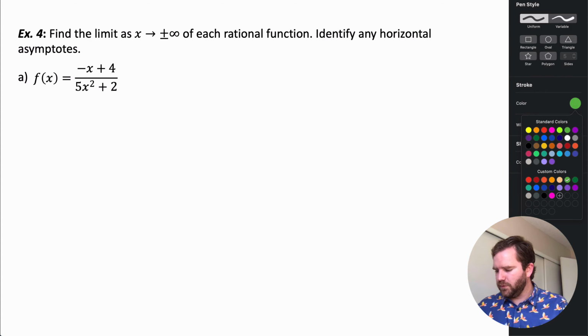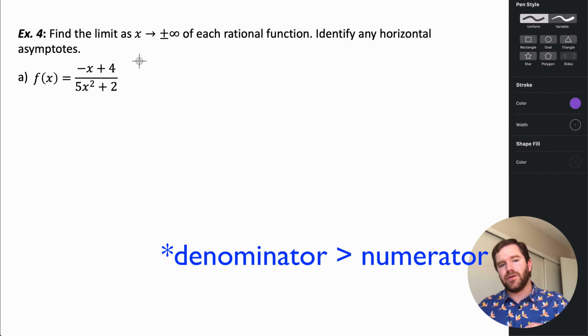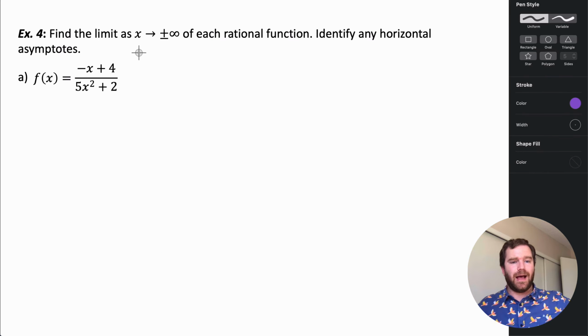If you remember your rules about rational functions, you might also remember the rules about horizontal asymptotes. We had a rule where if the numerator's degree was less than the denominator's degree, then the limit of our function, or the horizontal asymptote, was 0. Let's take a look at why that is. We have an idea that this is going to be going off to 0 as we go off to positive and negative infinity. But why does that happen?